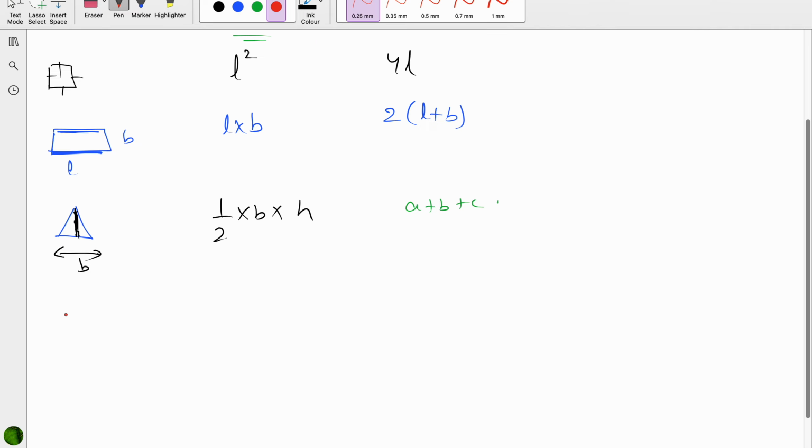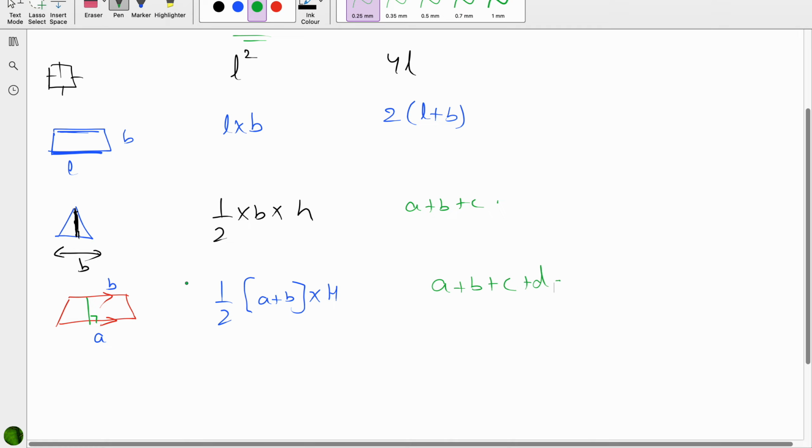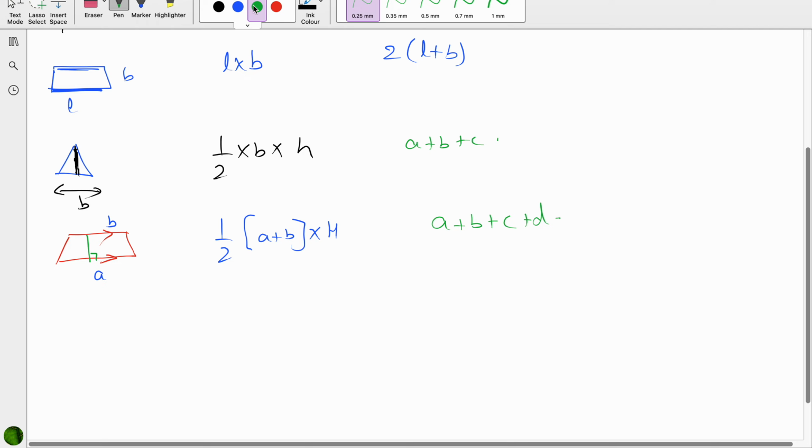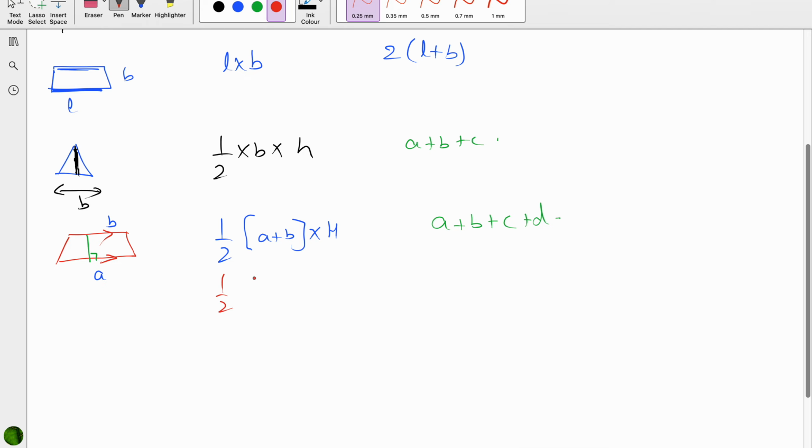We keep on changing shapes. Let's say we talk about the trapezium. Now this is 1/2 into the sum of parallel sides, let me name them A and B, times height. Now height is always the distance between two parallel lines, and perimeter would be the sum of all four sides. Some people feel comfortable writing it this way: side 1 plus side 2 times height. It makes no difference.